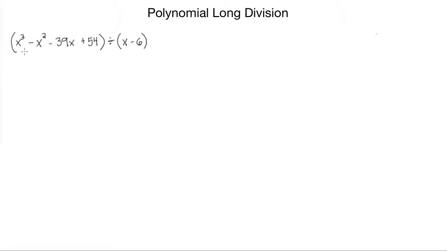We've got a 4-term polynomial, x to the third minus x squared minus 39x plus 54. And we're going to divide all this by a binomial, x minus 6. All right, so let's talk about how we're going to do this. We're going to set it up in long division. So I've got to draw my long division bars here.